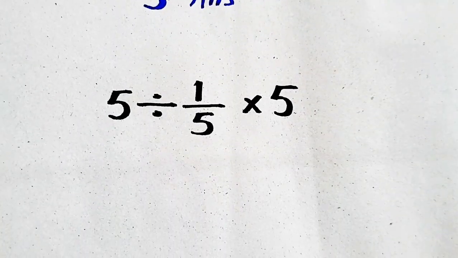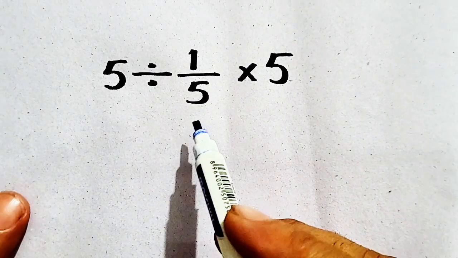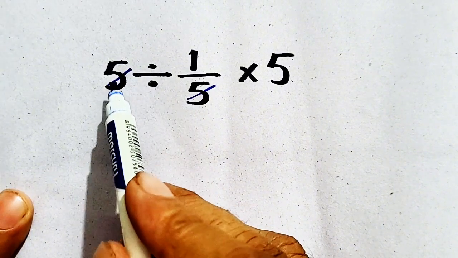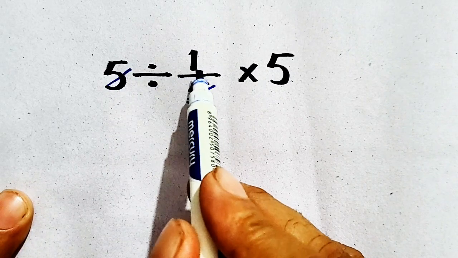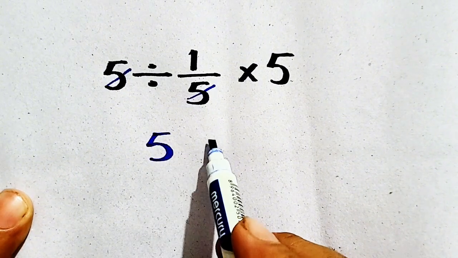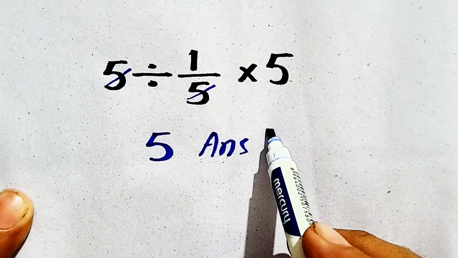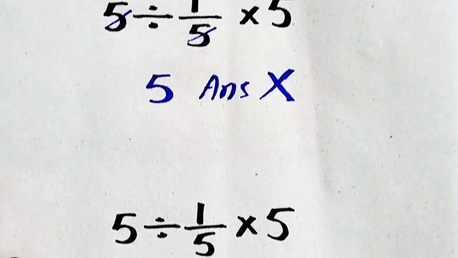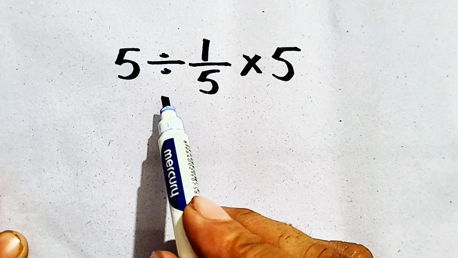Now, again, I will solve the same question with the second method. So, 5 divided by 1 over 5. Here is also cancellation. So, our answer will be equal to 1 divided by 1 is 1. 1 times 5 will be equal to 5. Again, our answer is 5, but we have concluded that 5 is not our answer, so this method is also wrong.